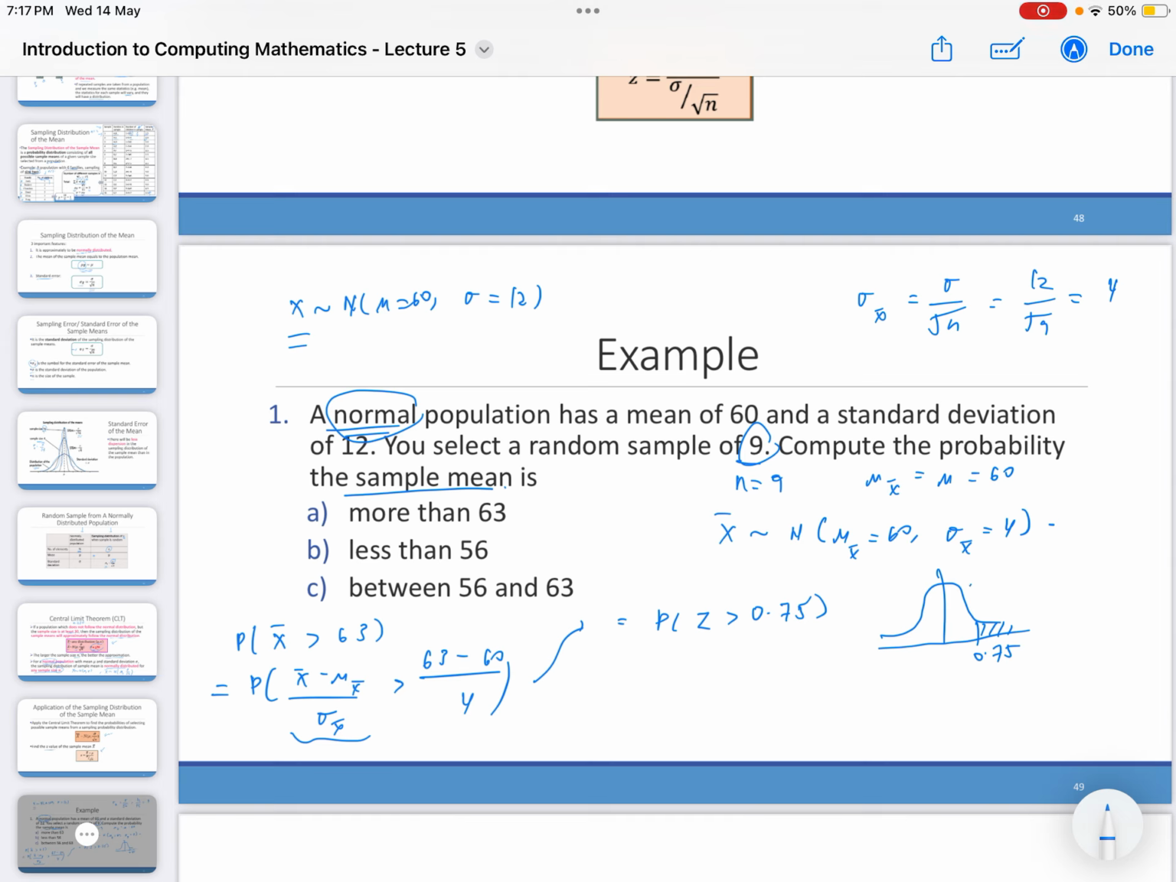Again, we know from the table that this one equals 0.5 minus the probability of z from 0 to 0.75. So we can read from the table: this equals 0.5 minus 0.2734, which equals 0.2266.